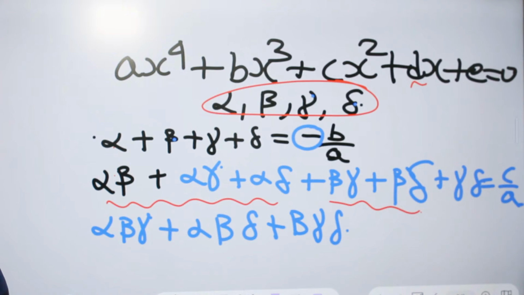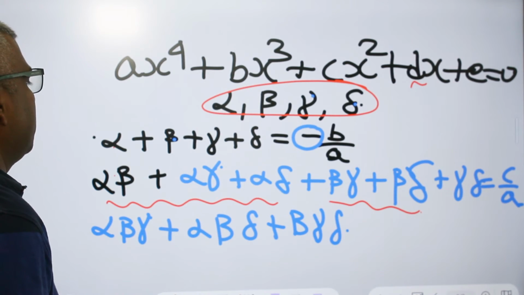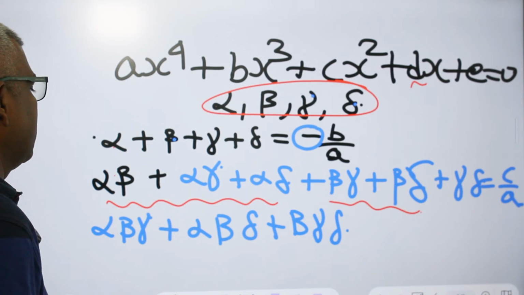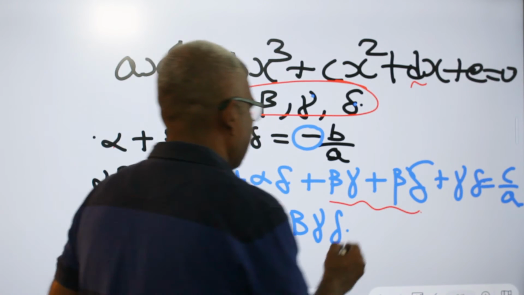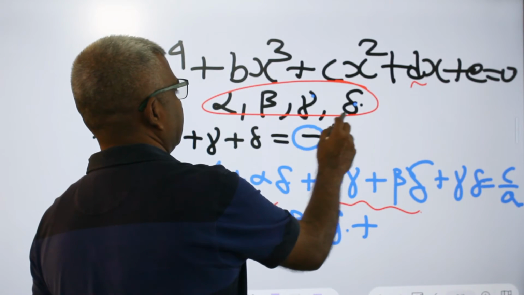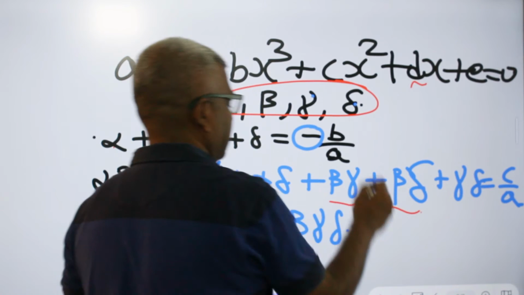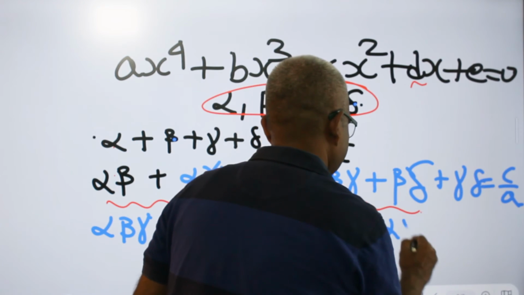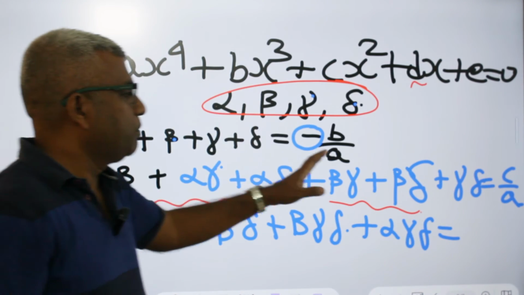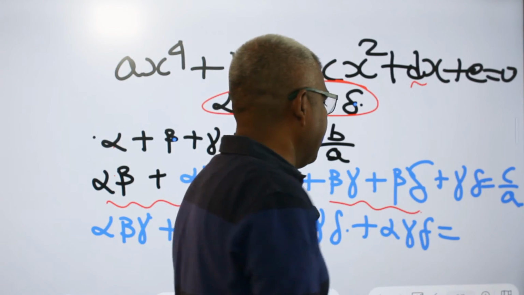Then what other possibility? Alpha, beta, gamma. Alpha, gamma, delta we left out. Actually after finishing alpha, beta, gamma, alpha, beta, delta, then alpha, gamma, delta. That we have to write. What will come for these? Minus b by a, c by a, minus d by a.